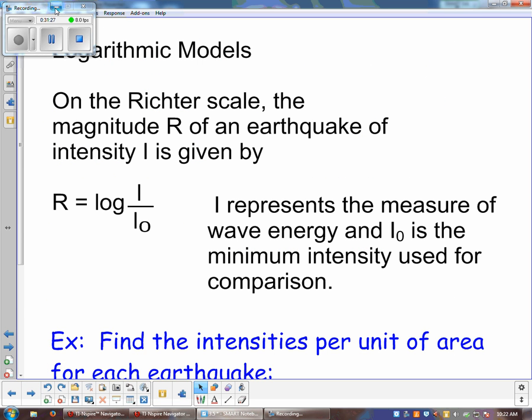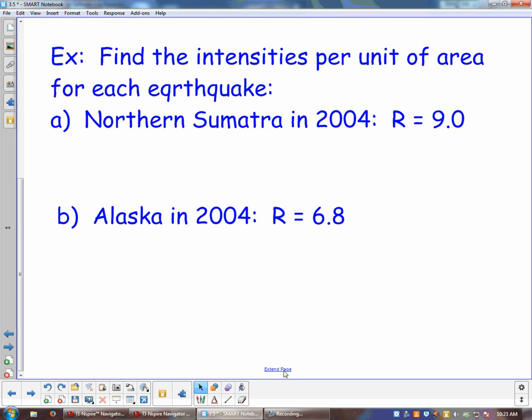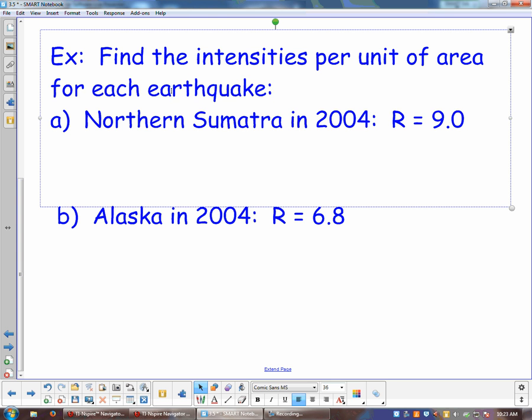All right, so we're talking about logarithmic models. On the Richter scale, the magnitude R of an earthquake of intensity I is given by R equals log I divided by I sub 0. Those are I's, not ones. I represents the measure of wave energy, and I sub 0 is used as the minimum intensity. It's used for comparison purposes, and we just use 1 for the I sub 0. So let's take a look at this example. Find the intensities per unit of area for each earthquake.